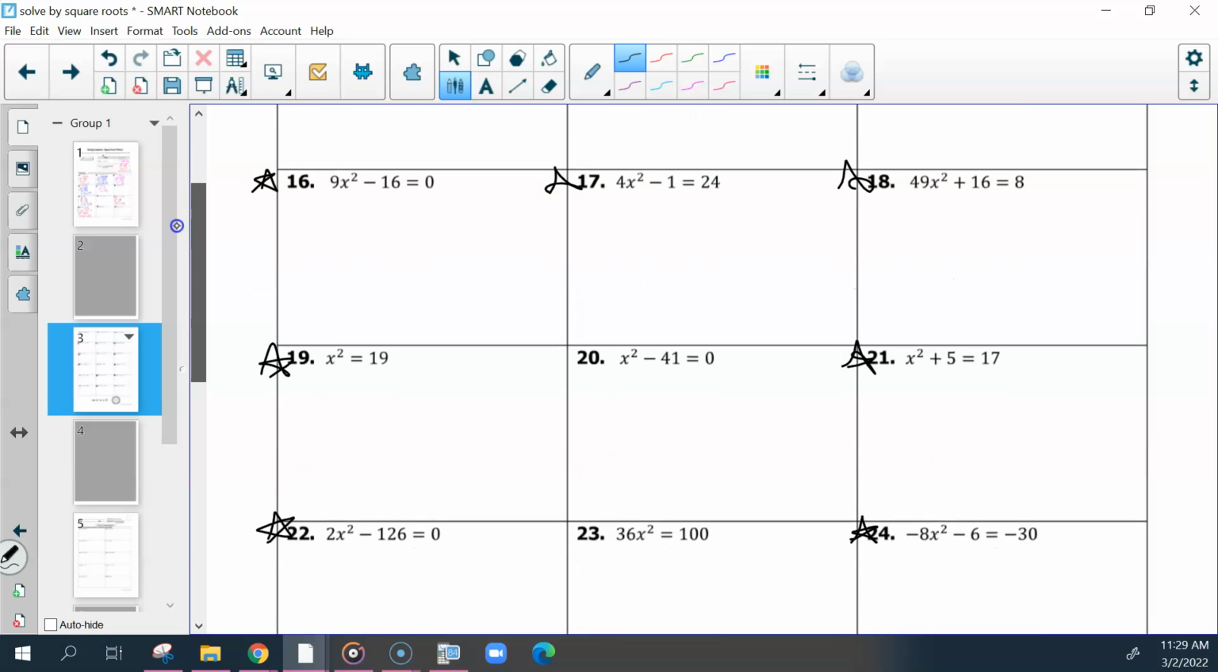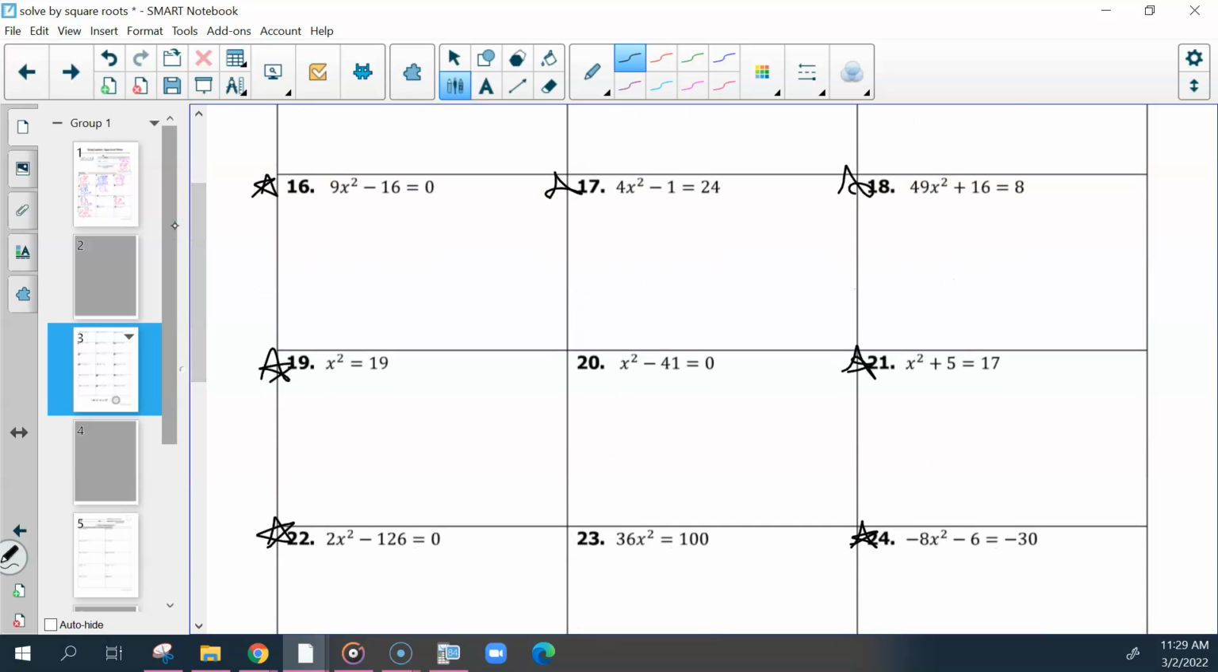So we are going to skip to number 16 and start this process. Add 16 on both sides. And then divide by 9. In this case, we're going to get a weird fraction that can't be simplified.